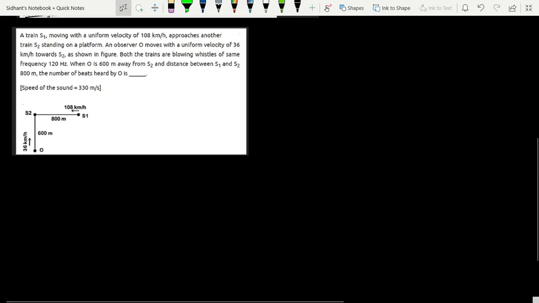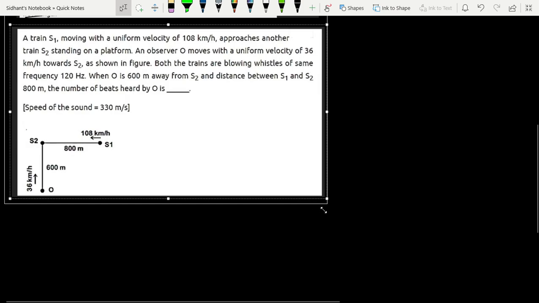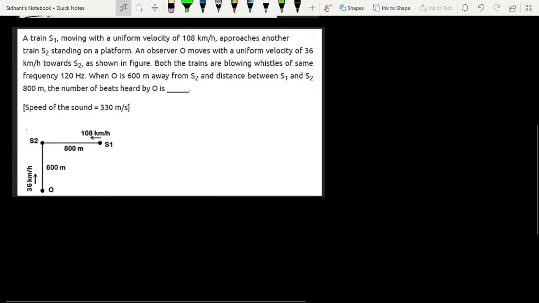So I wasn't able to figure out whether I was supposed to use the relative velocity, or how to do it, because they're moving at right angles, right? Okay. See, let me read the question.